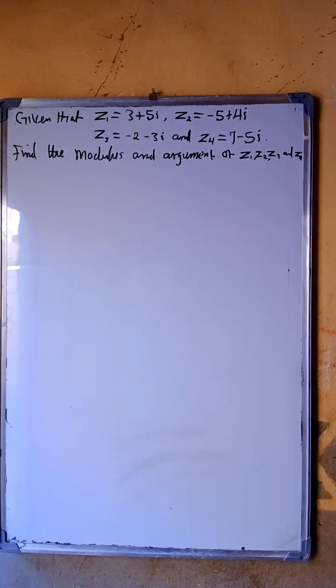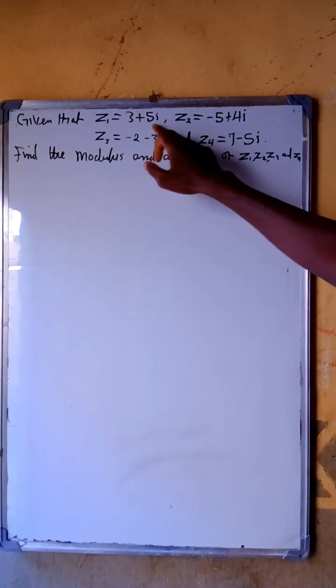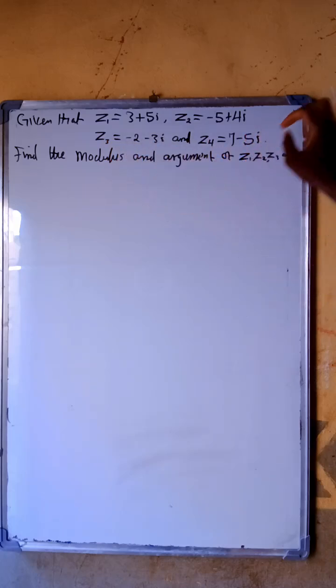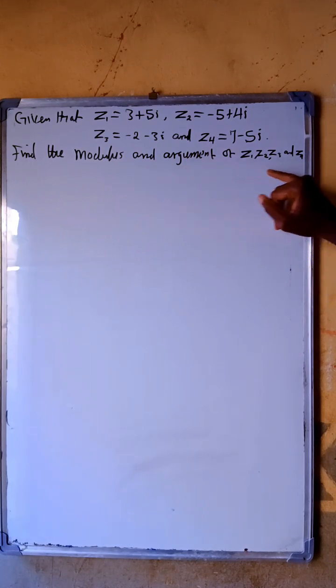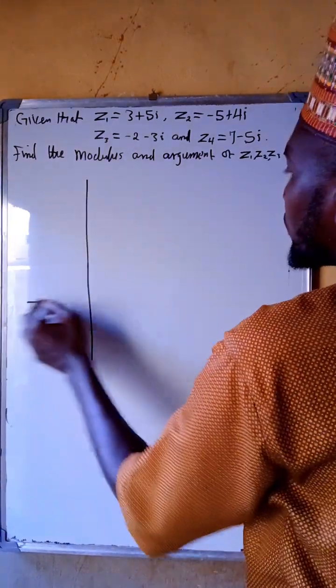Okay. The other question says that given that z1 is equal to 3 plus 5i, z2 is equal to this, z3 is this, and z4 is equal to 7 minus 5i. Find the modulus and argument of z1, z2 up to z4. Okay, before we solve that, let's explain something here a little.